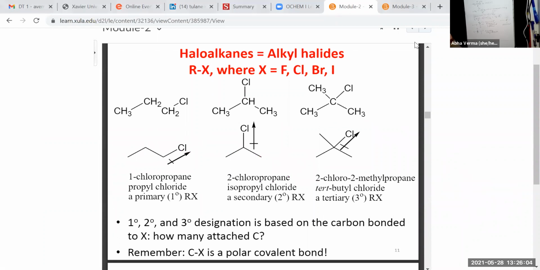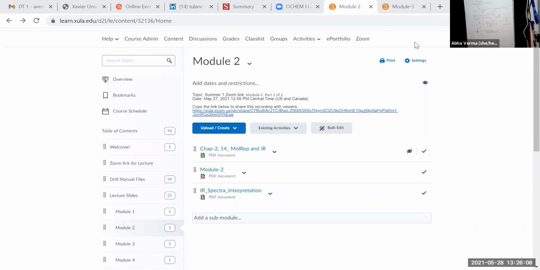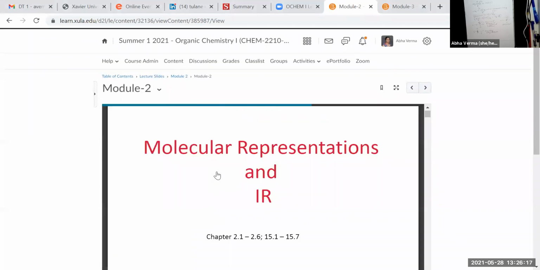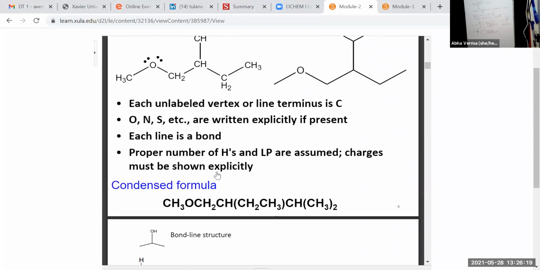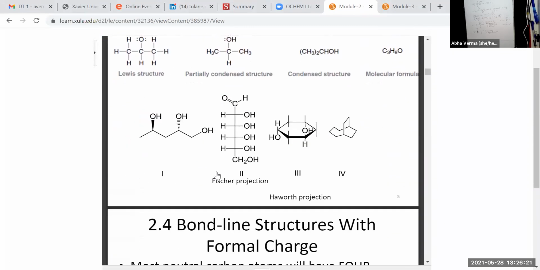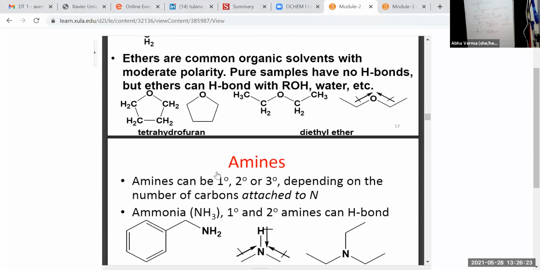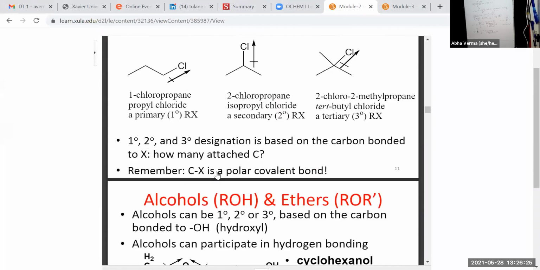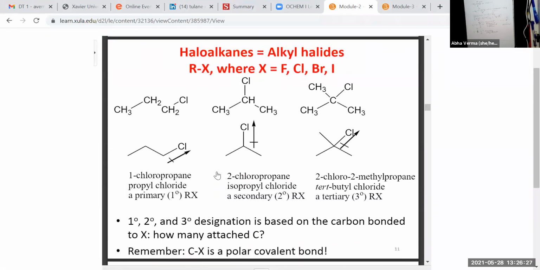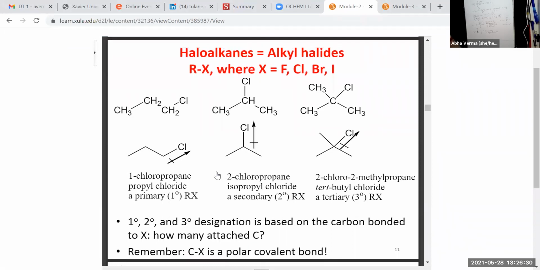All right, so remember alkanes, haloalkanes. And remember that there is a polar bond present in the haloalkane. And this is what is going to help you see other properties or characteristics that haloalkanes will have.